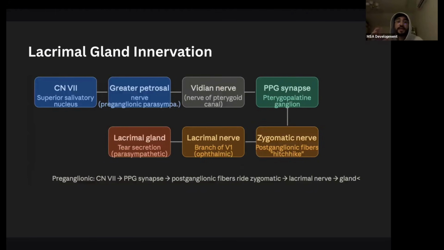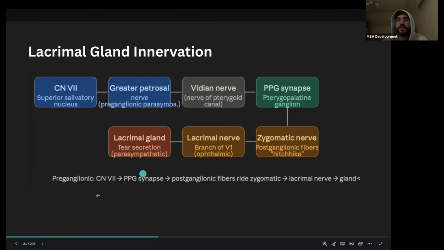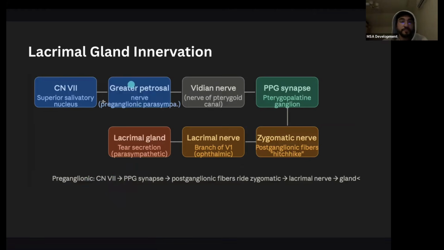Now, for the lacrimal gland, this is a bit interesting. So again, same thing. We have the preganglionic nerves coming all the way from the facial nerve. Of course, it goes through the greater petrosal nerve. Then you'll have it go through the Vidian nerve and synapse in the pterygopalatine ganglion. And then something cool that it does is that it hitchhikes the zygomatic nerve. Okay. These postganglionic fibers are going to hitchhike the zygomatic nerve.